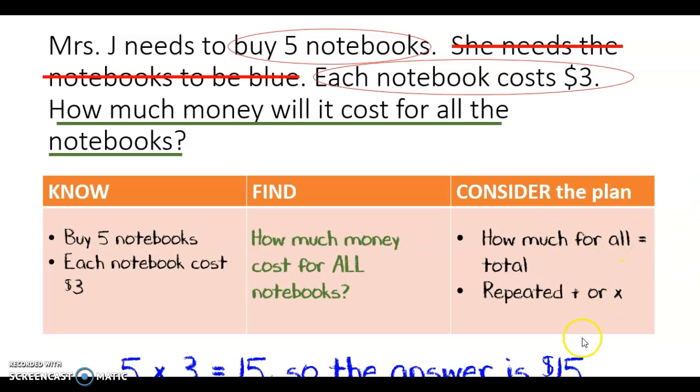It's really important when you're answering word problems to be precise, and so you want to put the correct solution, which is 15, but you also don't want to forget your label of dollars so that the answer is accurate and precise with $15. So it's going to cost Mrs. J $15 to buy all 5 notebooks.